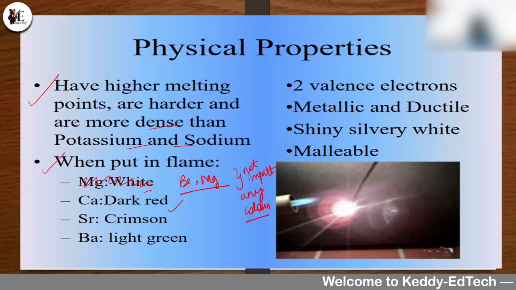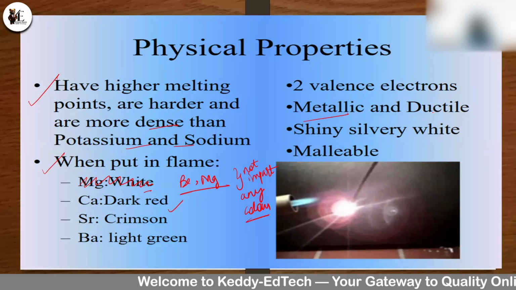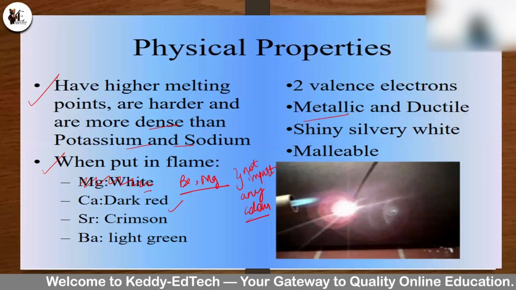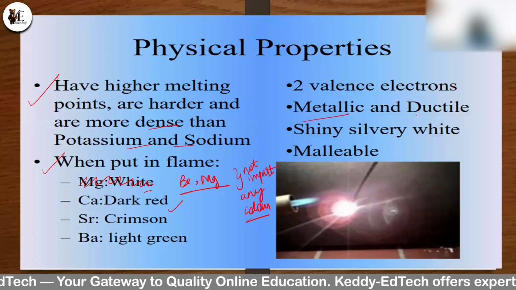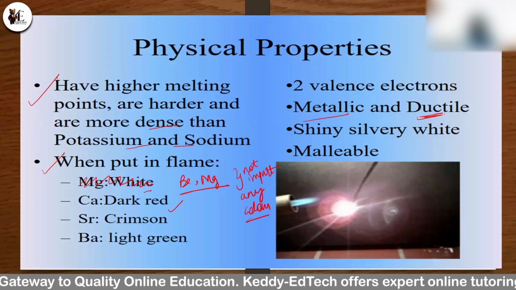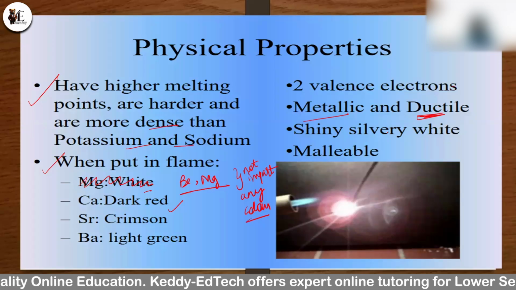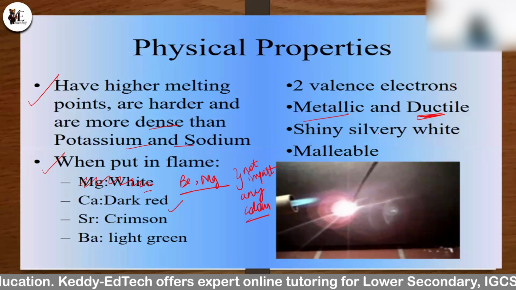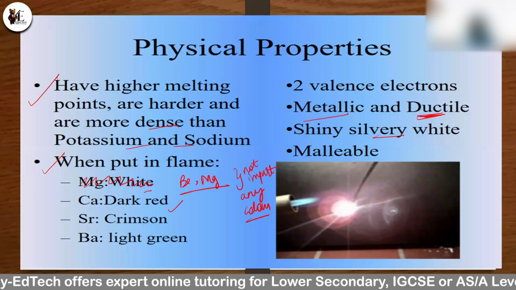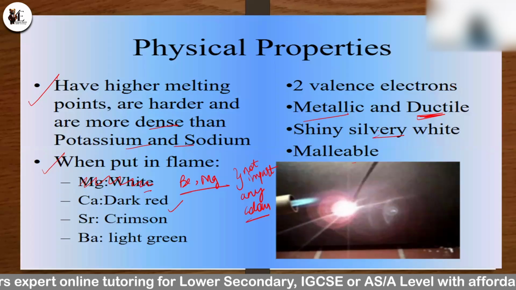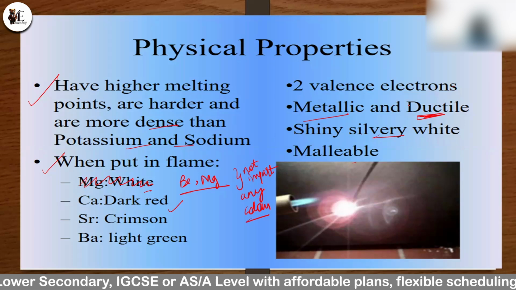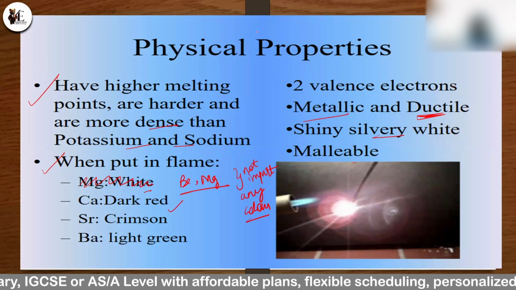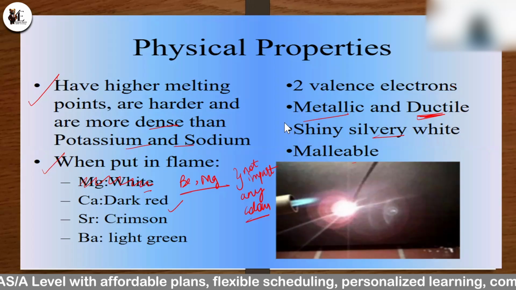They have two valence electrons. They are metallic, obviously. All the group 1 and 2 elements are metals. They are ductile. Ductile means the property to be beaten into thin wires, like copper, right? Shiny, silvery white. Malleable means hammered into thin sheets, for example gold, silver. So these are some physical properties. Can you write it?